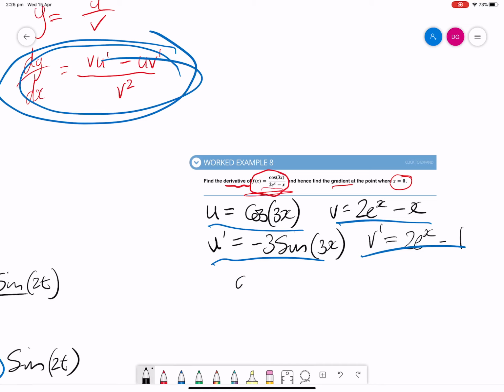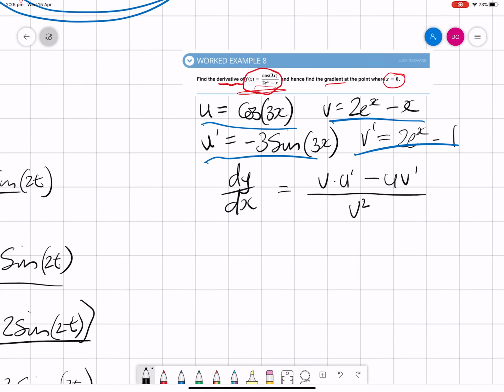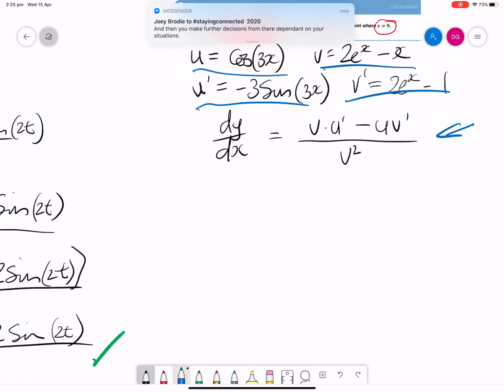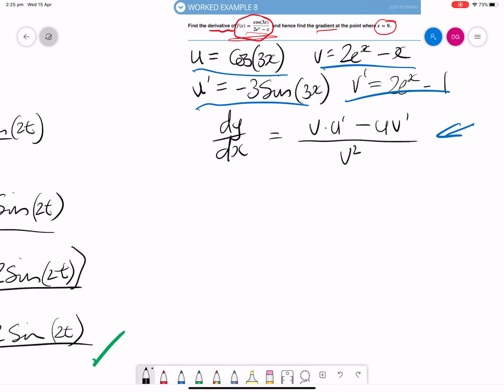So I'm going to write that down. So we've got dy dx equals v times u dash minus u times v dash, divided by v squared. Now, it's really important with the product rule, I was talking about how the order in which all of these things are put in didn't matter. In this case, it does matter because we're subtracting uv dash from vu dash. So make sure that you have got that the right way around, okay?